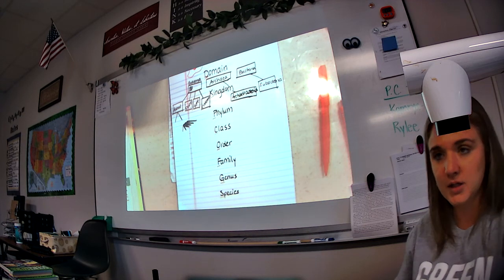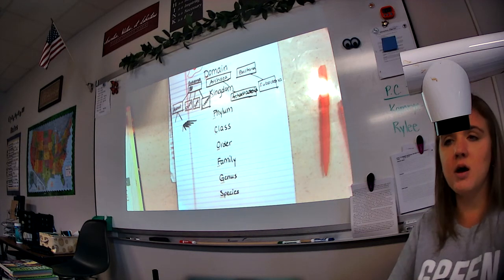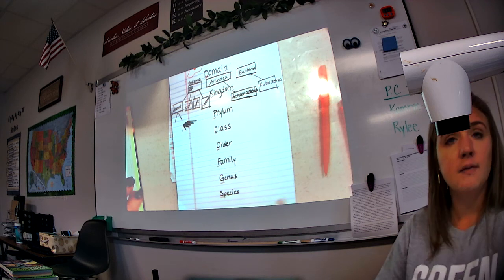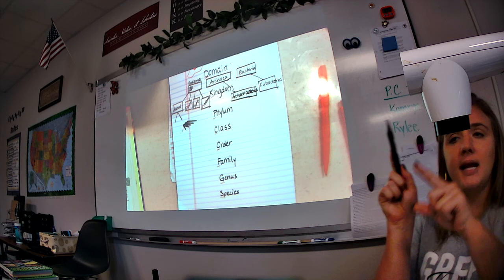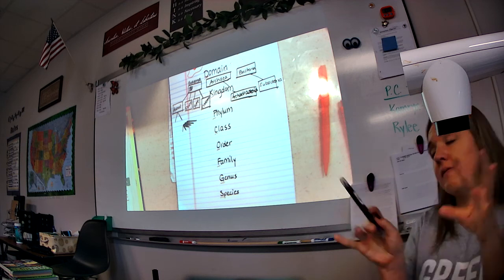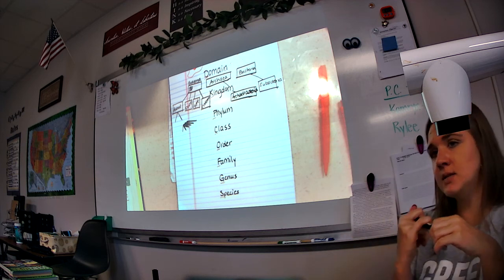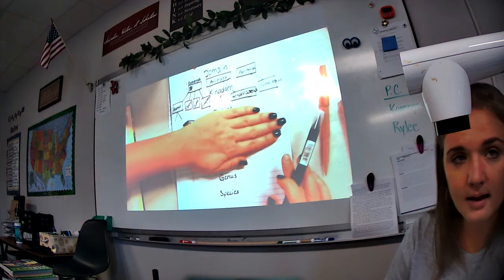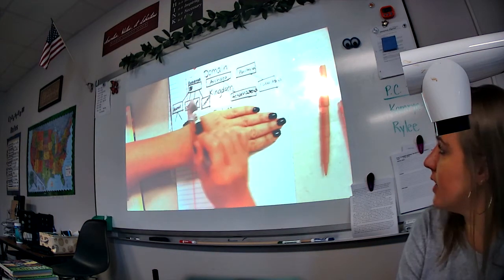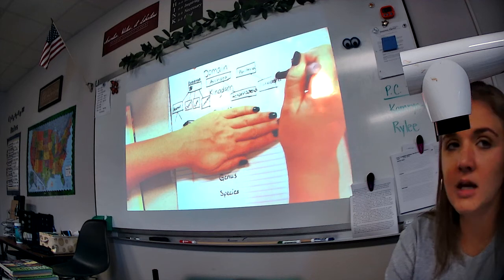Then species. It just keeps going on and on. But the system helps us organize animals and see how they relate to one another. All living things, really. Does that make sense? So what we're going to do now is stop here at kingdom. We're going to read a little bit about each of the different kingdom types.